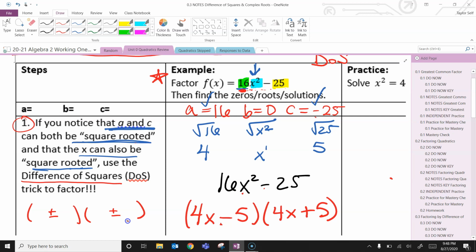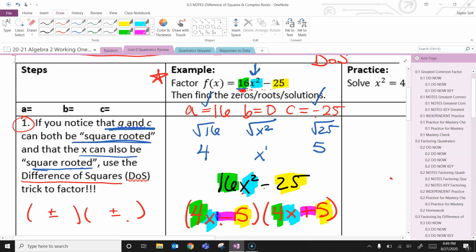Do you see how I went square root of 16, 4, that also shows up here. Square root of x squared, x, that also shows up here. Square root of 25, 5, that also shows up here. And then we just have the opposite signs. We flip the signs in the middle. You get two factors, opposite signs.